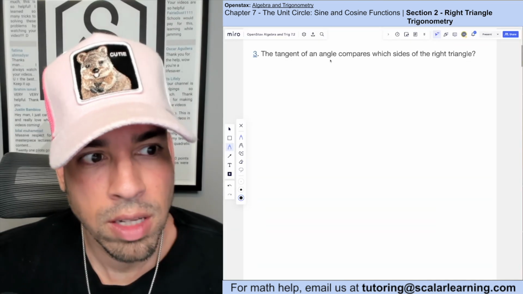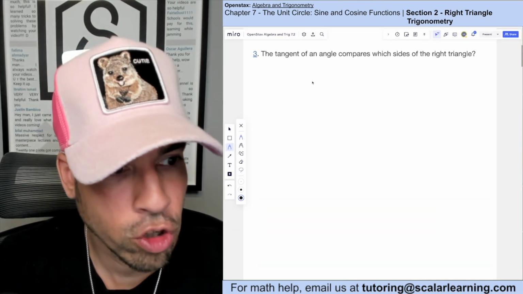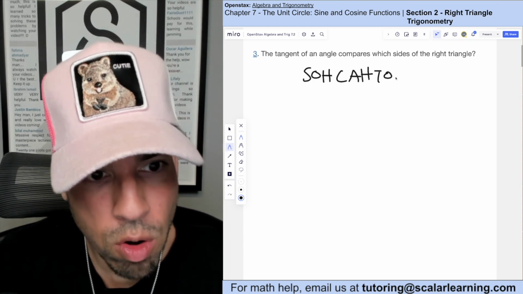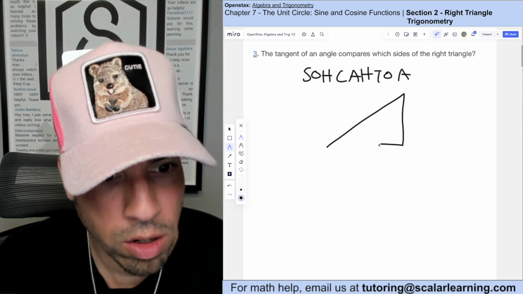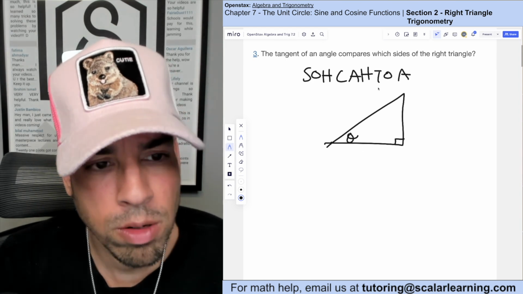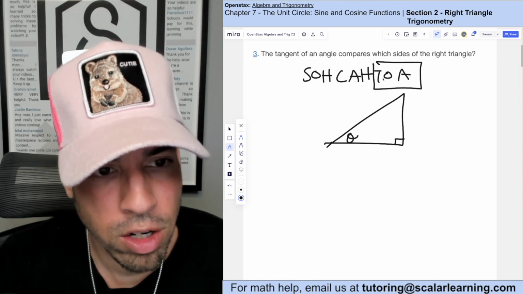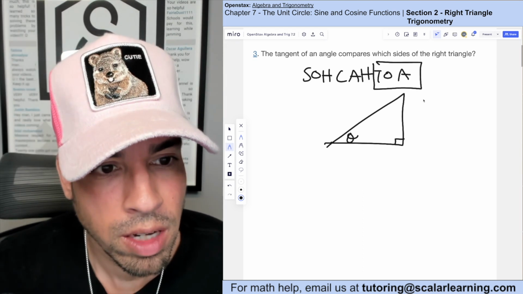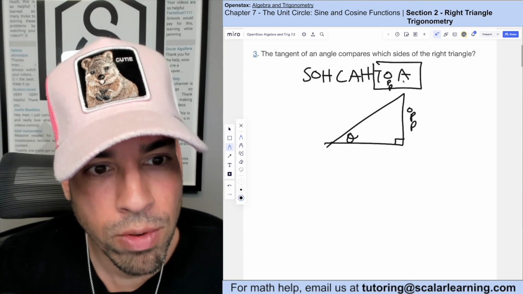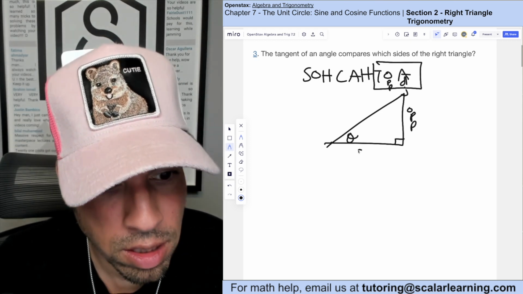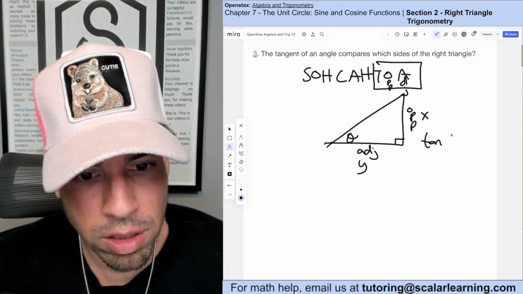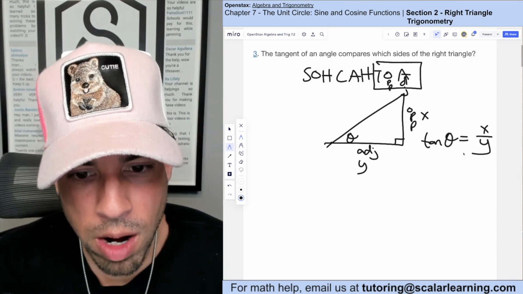Done. This asks: the tangent of an angle compares which sides of the right triangle? We can remember this with a nice acronym, SOHCAHTOA. When we look at a triangle with our angle theta and the right angle, tangent is this right here. Tangent is opposite over adjacent. So if I call this side X and this side Y, tangent of theta equals X over Y. That's how you do it.